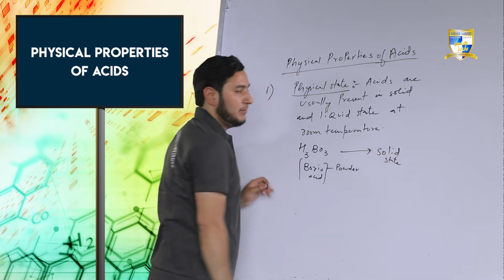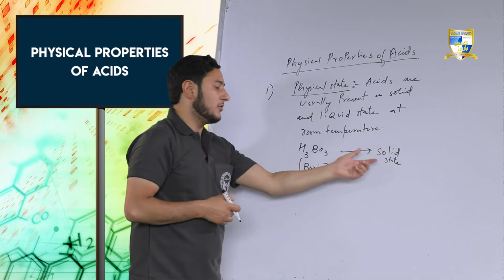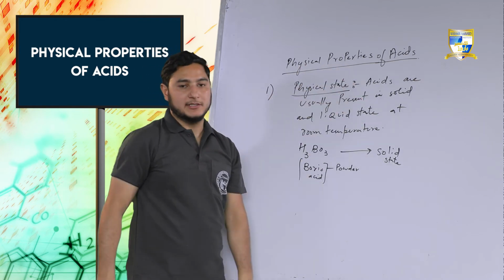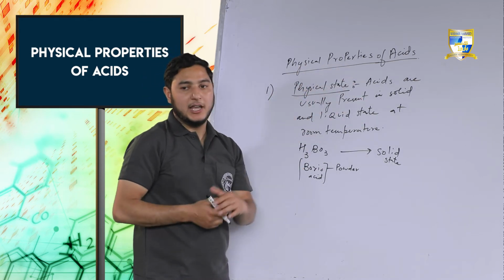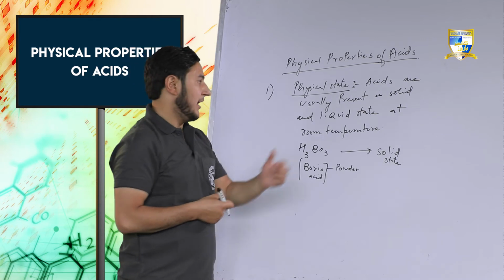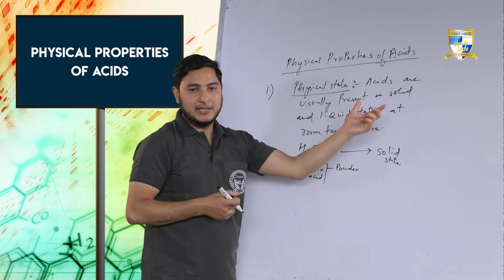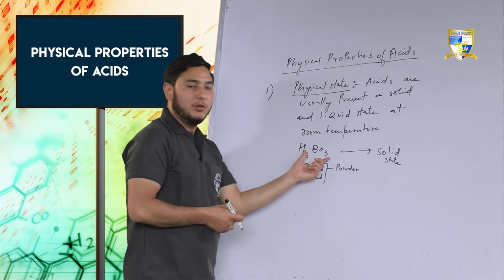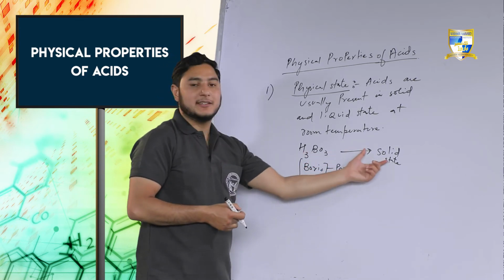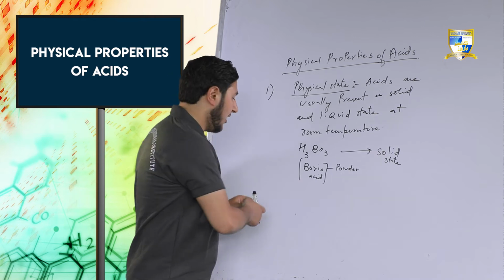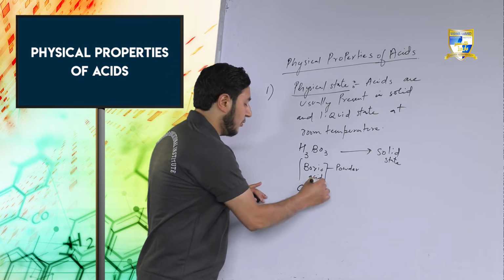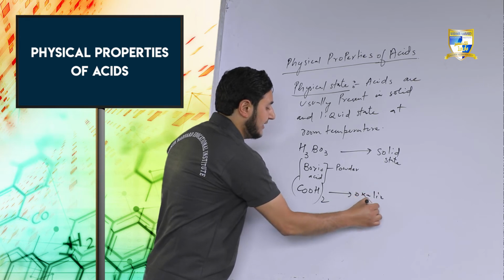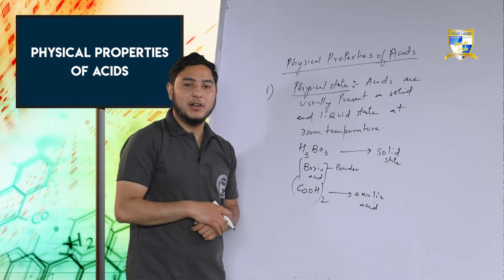I am writing the examples of the acids that exist in solid state. I am repeating what we are studying. Physical properties of acids: the first one is physical state. Acids are usually present in solid and liquid state at room temperature. Now examples. H3BO3, boric acid, exists in solid state. Another example is oxalic acid, (COOH)2, another acid that exists in solid state.